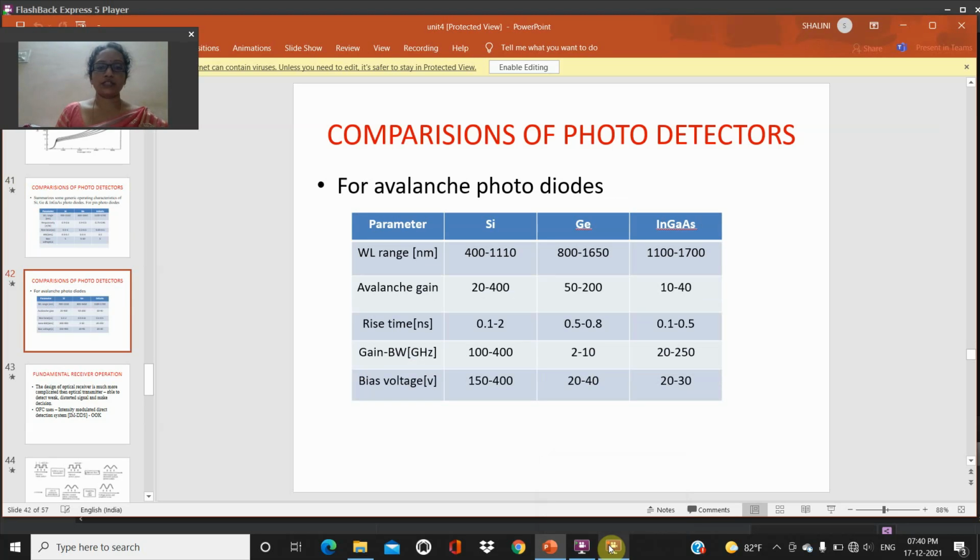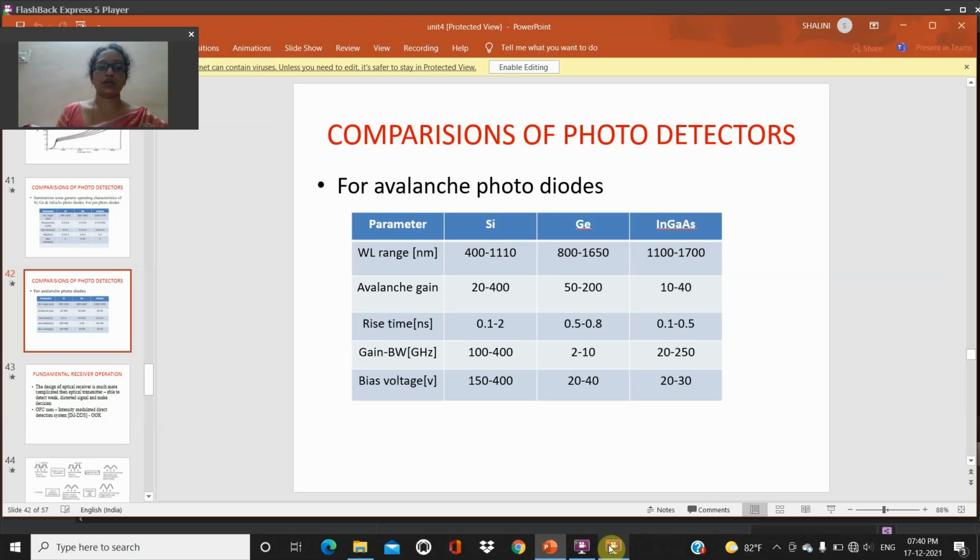Next, for avalanche photodiodes: silicon, germanium, and indium gallium arsenide. Wavelength range in nanometers: 400 to 1110, 800 to 1650 for germanium, and 1100 to 1700 for indium gallium arsenide. Avalanche gain: 20 to 400 for silicon, 50 to 200 for germanium, 10 to 40 for indium gallium arsenide.